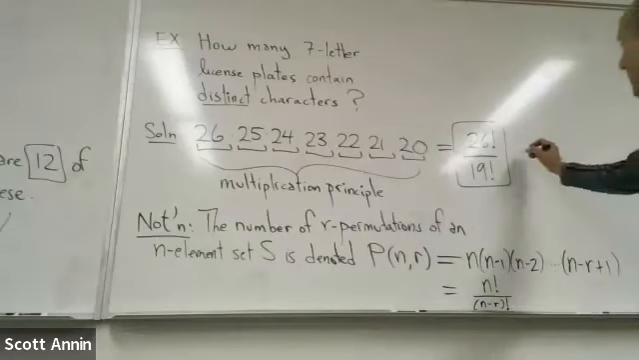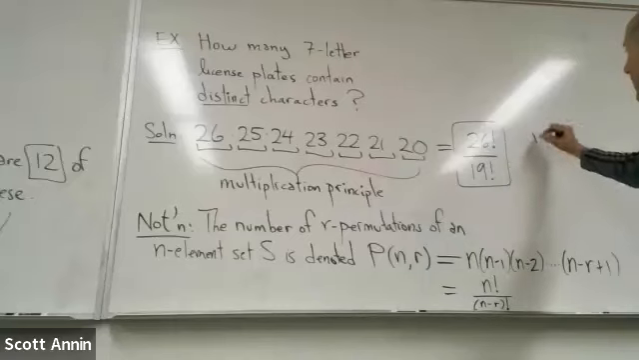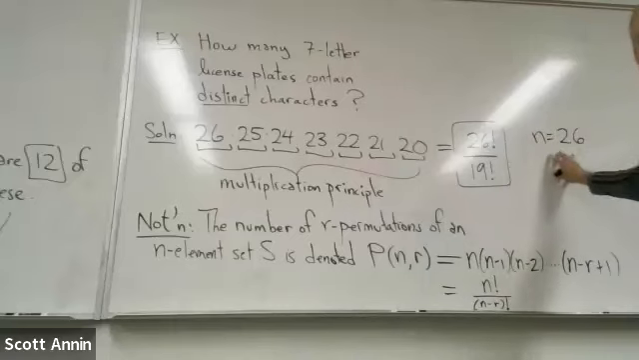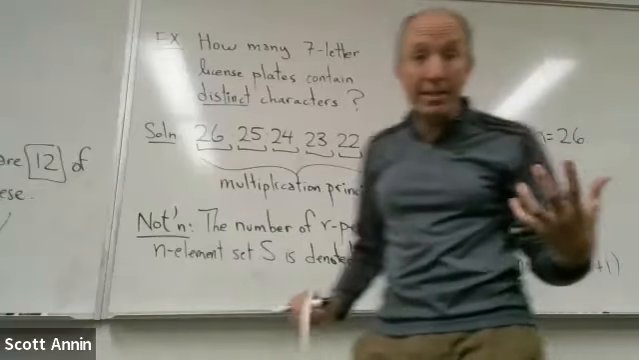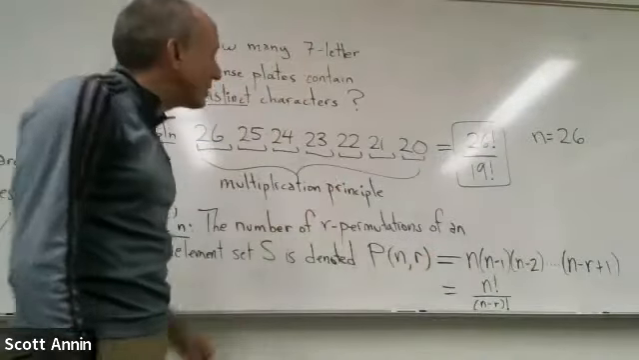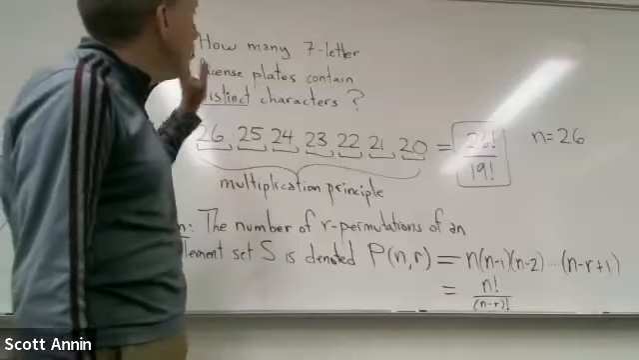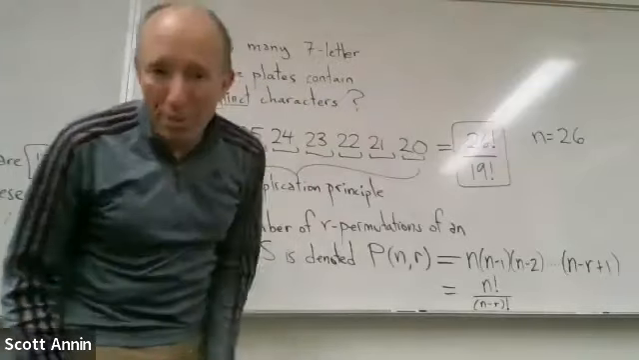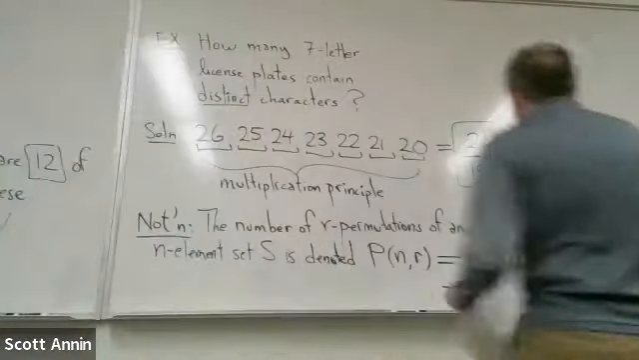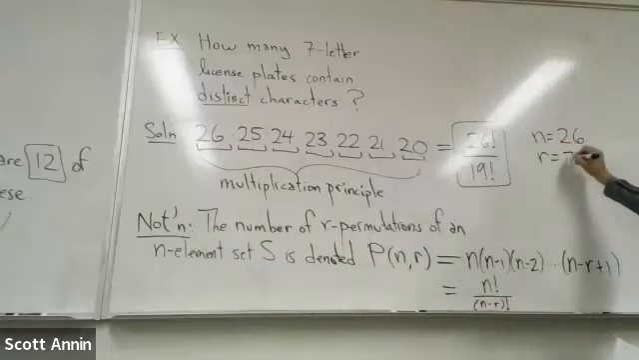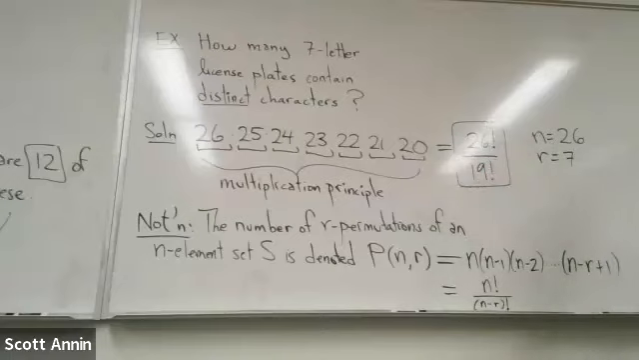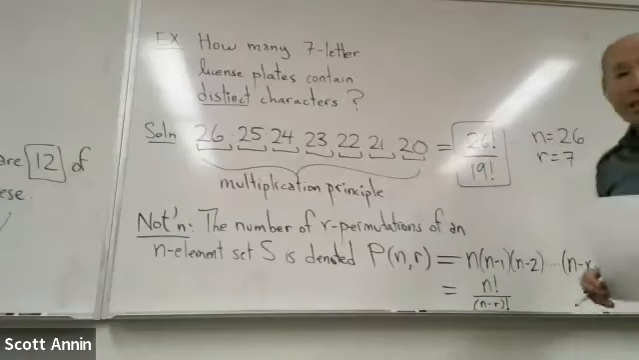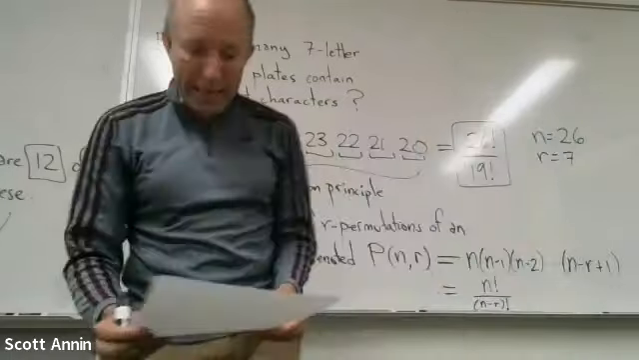Okay, so in this example here, you see that n is 26, right? We have 26 letters in the alphabet. In other words, S is a set with 26 elements in it. And we are doing 7 permutations of that. In other words, here we have R is equal to 7. So the answer is 26 factorial divided by 26 minus 7 factorial. This is the answer here.